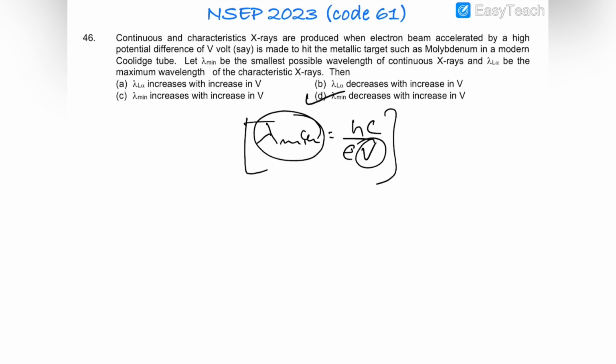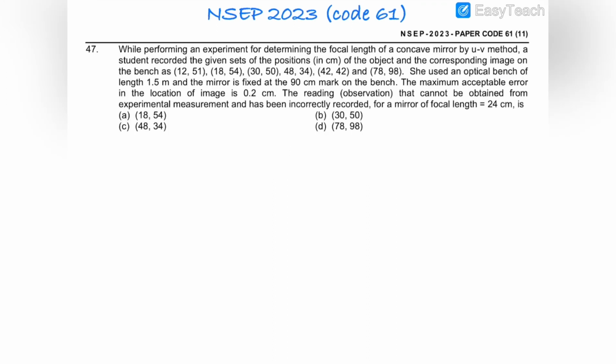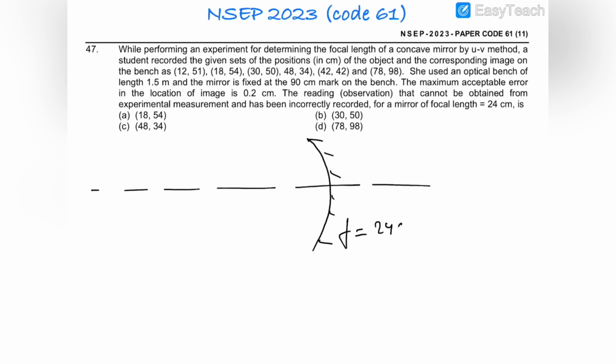Now we move on to the next question. In this question, you can see that while performing an experiment of determining the focal length of a concave mirror by the u-v method, a student recorded the given sets of positions of object and image on the optical bench, which are these values. She used an optical bench of length 1.5 meter, and the mirror was fixed at the 90 centimeter mark on the bench, and obviously the focal length of the mirror is given as 24 centimeter.